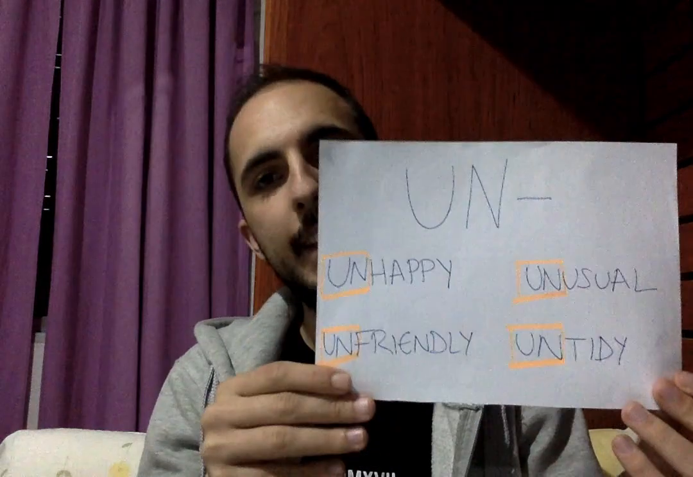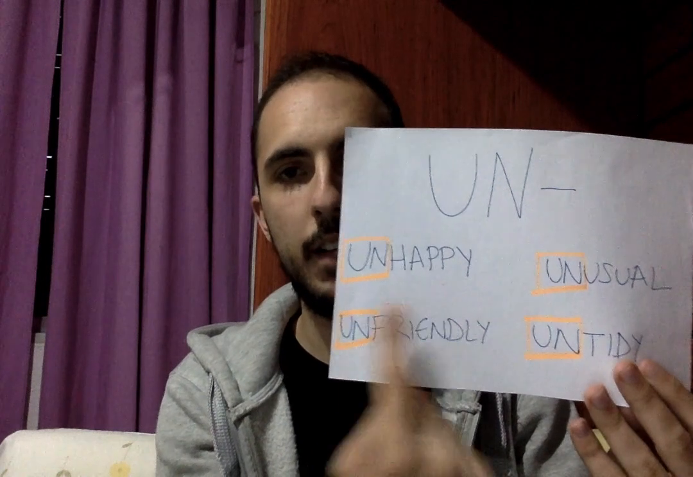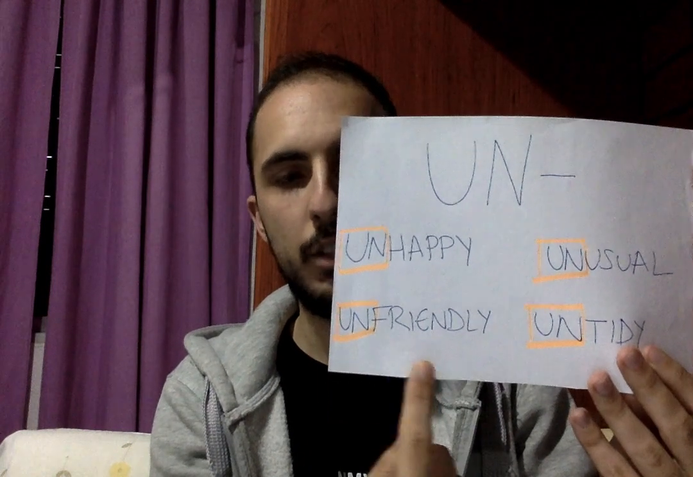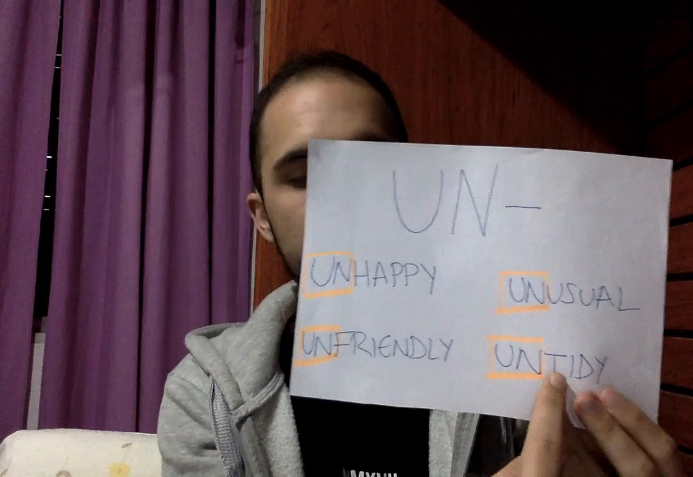Let's start first with the easy things, with how to make something positive negative. Adding prefixes. Prefixes are, as you already know, something that you add before the word. So for example, you have happy, you say unhappy. You have friendly, you say unfriendly. You have usual, you say unusual. You have tidy, you say untidy.